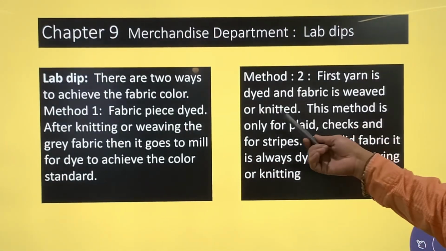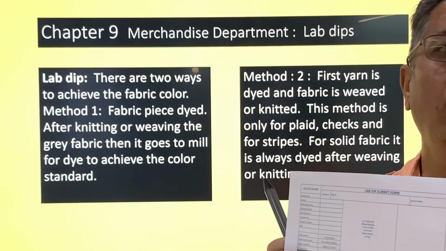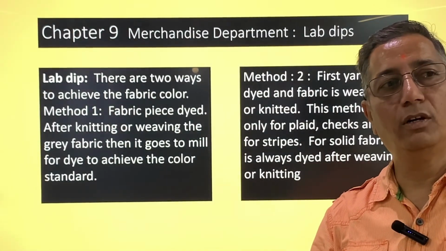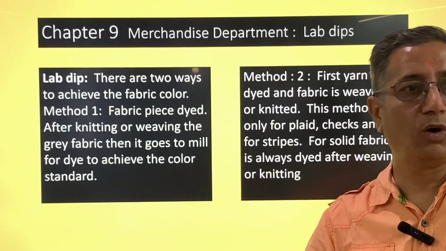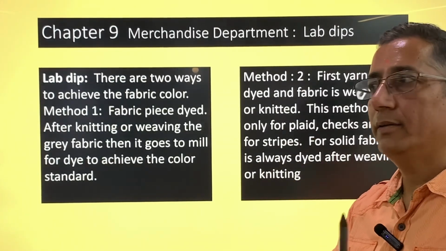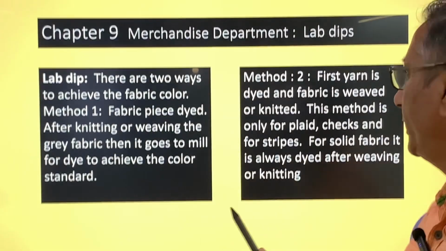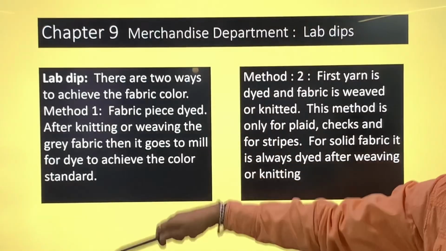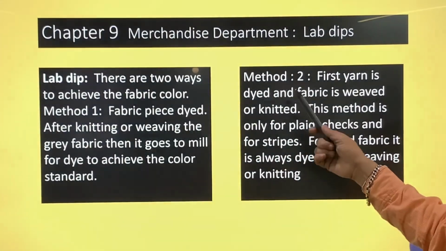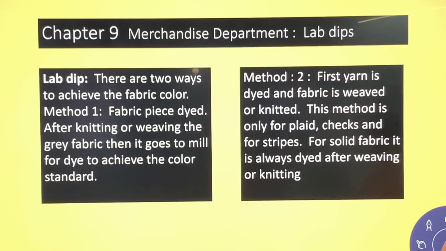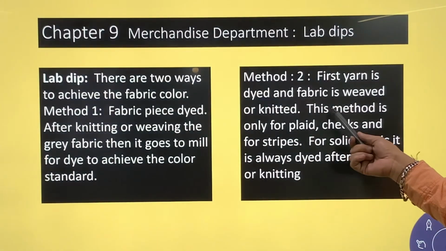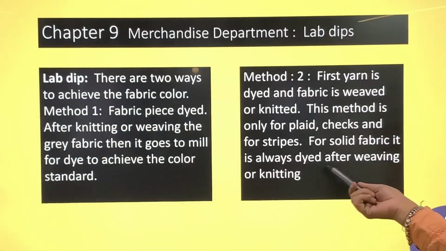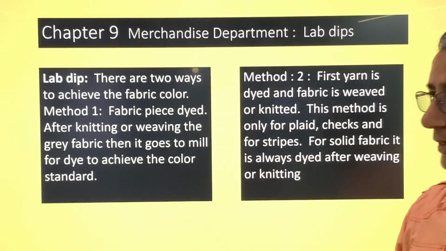Method 2, first the yarn is dyed and then the fabric is woven. Based on Pantone colors, we have to dye the yarn and take the approval on that yarn, making a small bit loom, a small desk loom, and then go to the buyer for approval. Okay, so this is for solid, as I mentioned, it is piece dyed, fabric dyed. So yarn dyed goes for checks and stripes. This method is only for plaid, check and stripes. For solid fabric, it is always dyed after weaving or knitting, right?